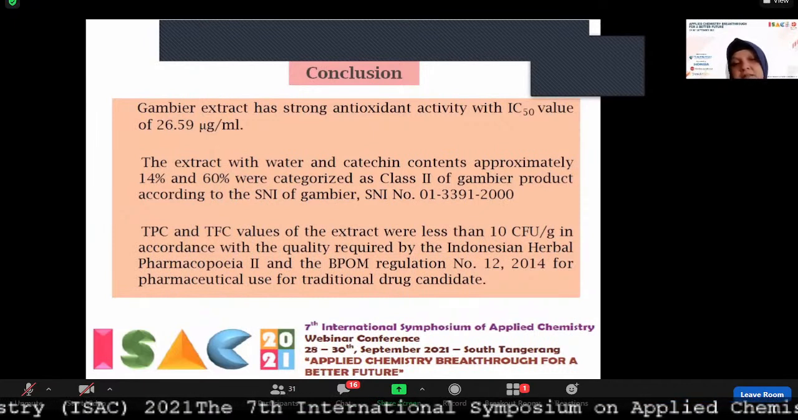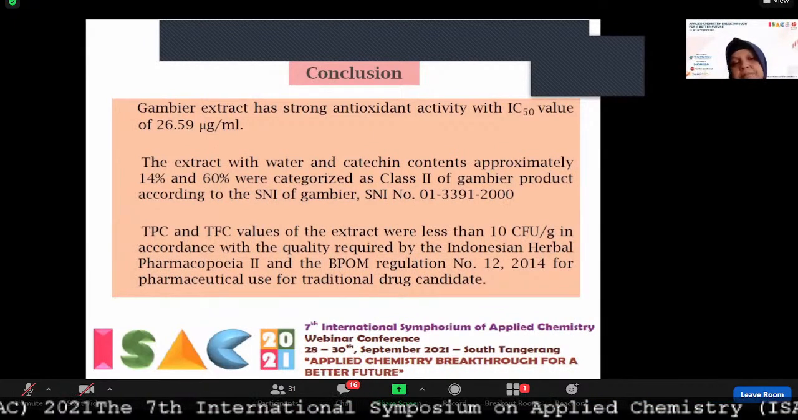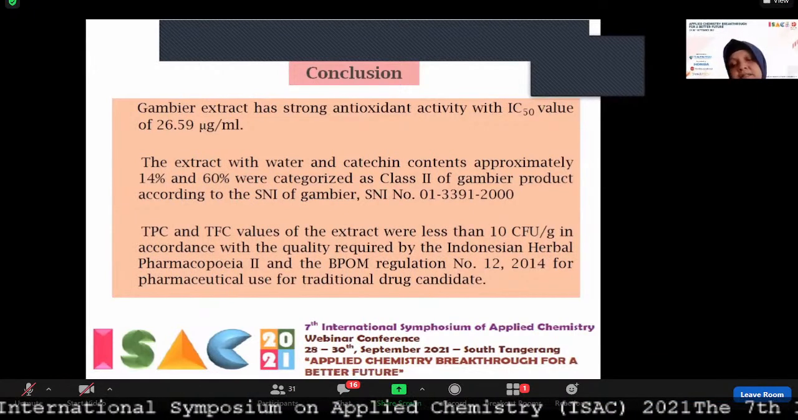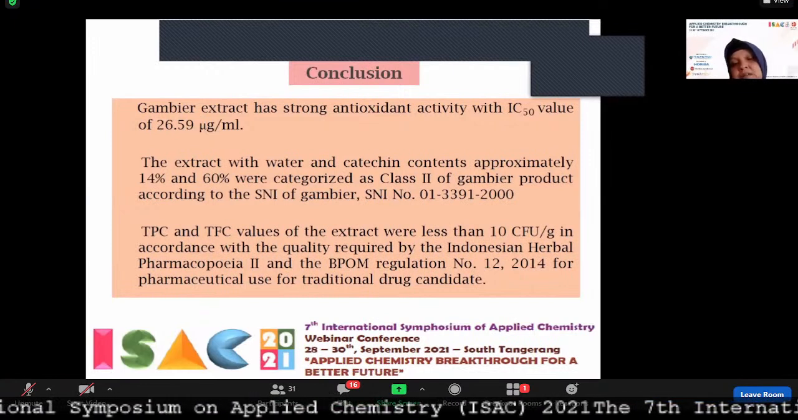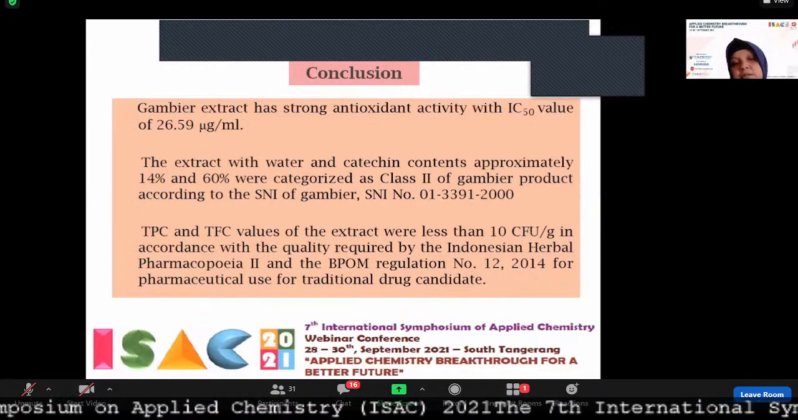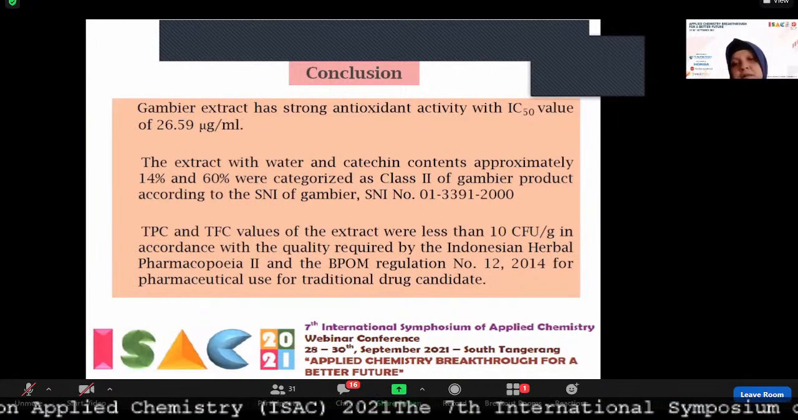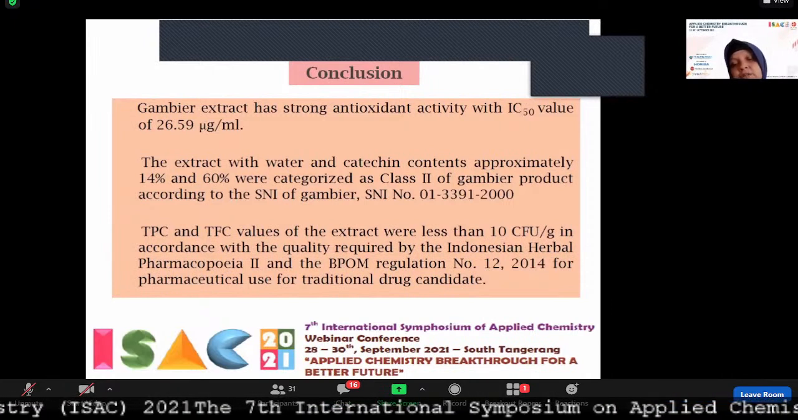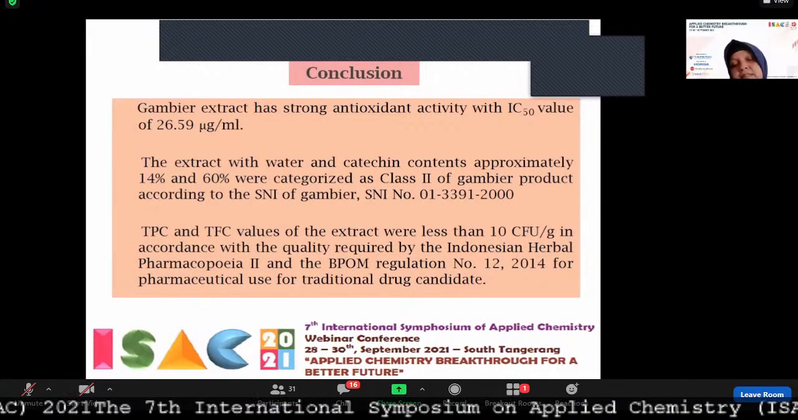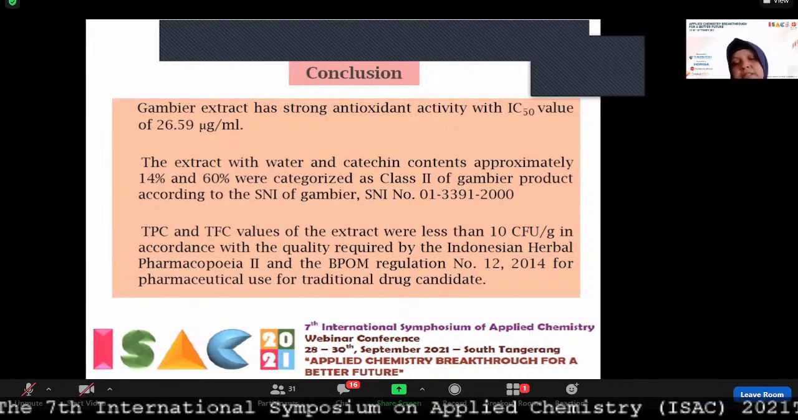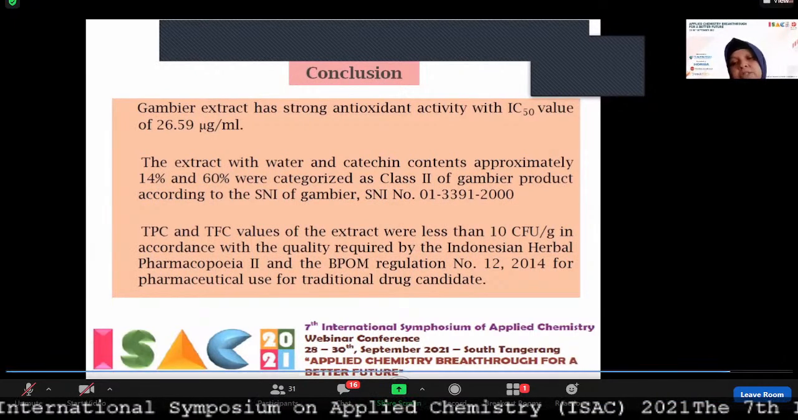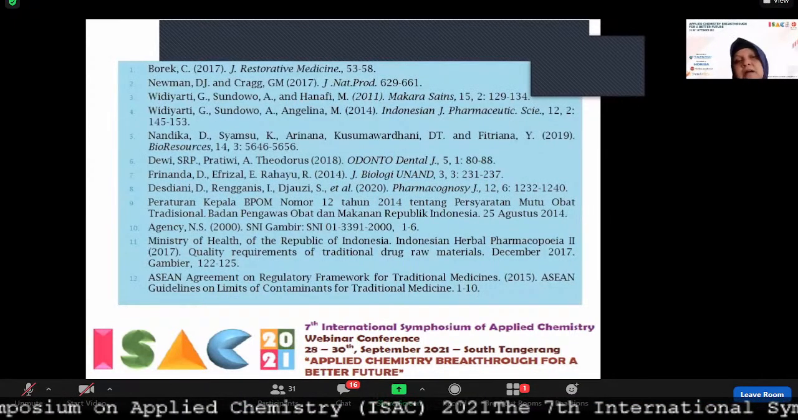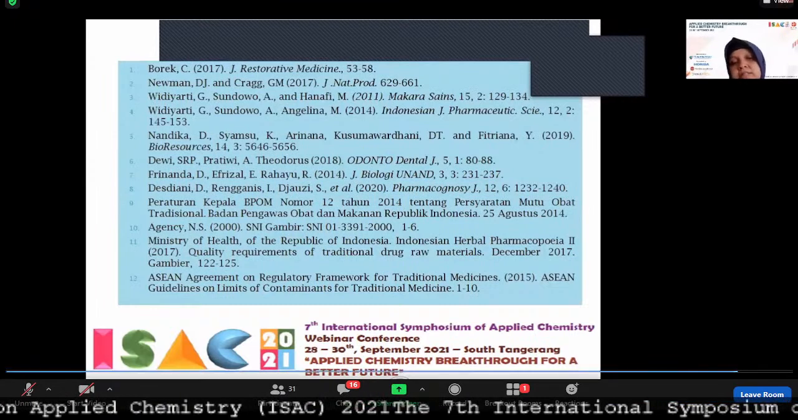2017, and from the TPC and TFC values, the extract was less than 10 colony forming units per gram. The extract is in accordance with the quality required by the Indonesian Herbal Pharmacopoeia 2 and the BPOM regulation number 12 of 2014. These are some references of our research.